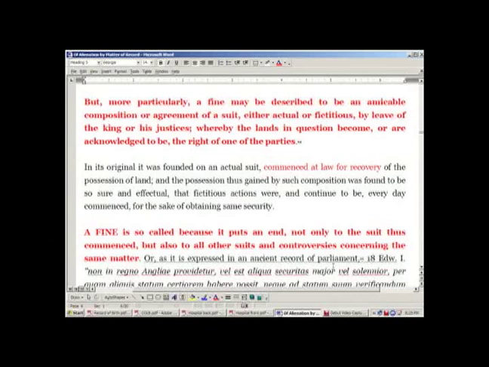In its original, it was founded on an actual suit commenced at law for recovery of the possession of lands. So they're just telling you that what they're doing now comes from the way it was done in the past, in common law back in feudal times. And the possession thus gained by such composition was found to be so sure and effectual that fictitious actions were, and continue to be every day, commenced for the sake of obtaining more security.